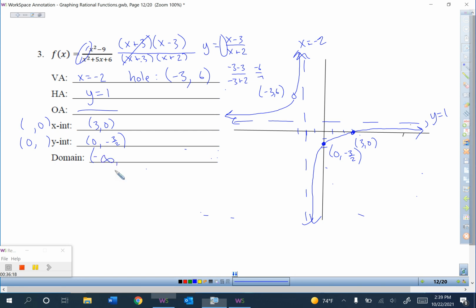So negative infinity, my first stopping point is this open dot at the x value of negative 3. I pick up where I left off because it does start right after that. But then I stop almost immediately again at negative 2. After that, we're used to seeing it, negative 2 goes to infinity.